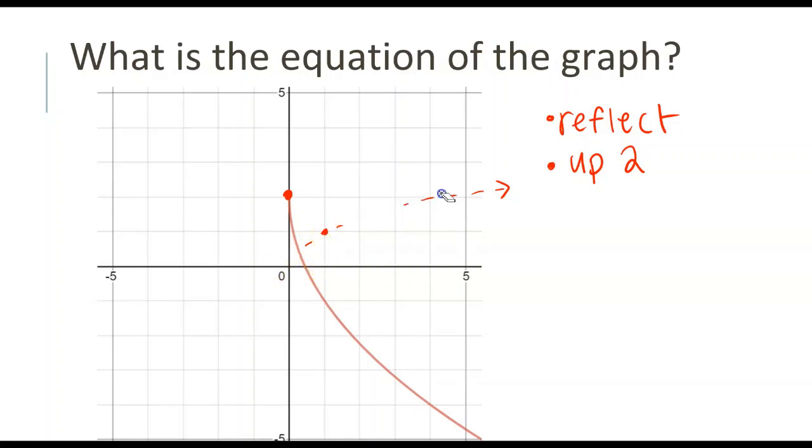But if we are looking down here, the parent function reflected would look something like this. But there's been a stretch of the graph. Instead of moving right 1, down 1, it's moved right 1, down 1, 2, 3. So there's been this stretch of 3.